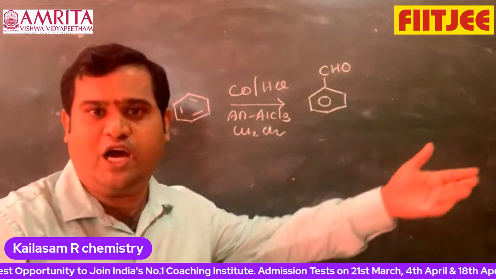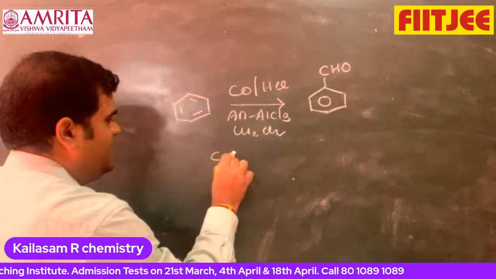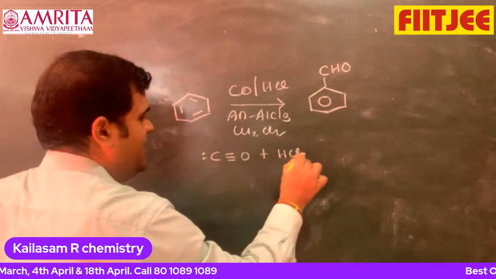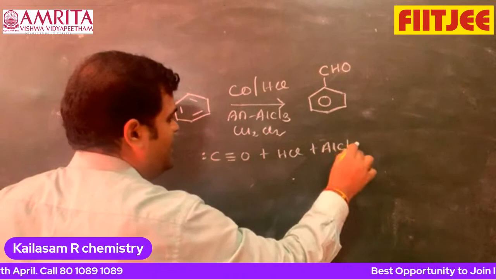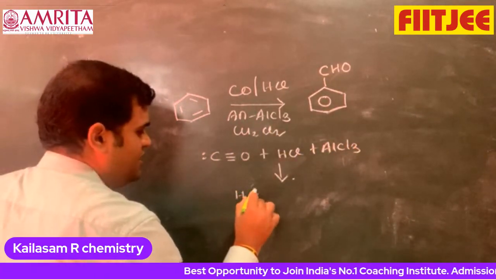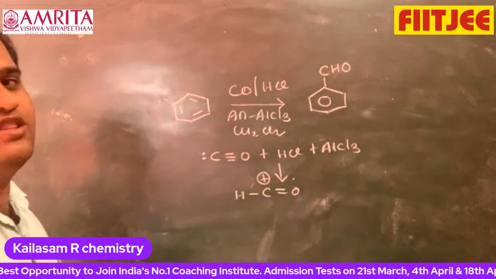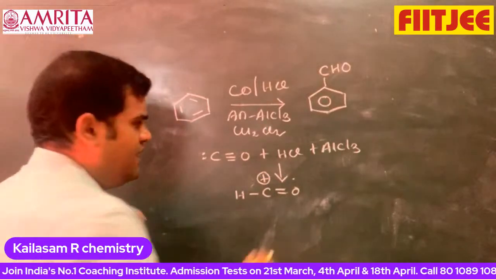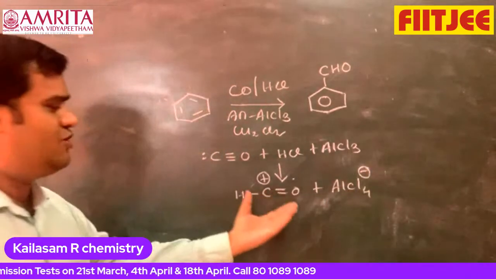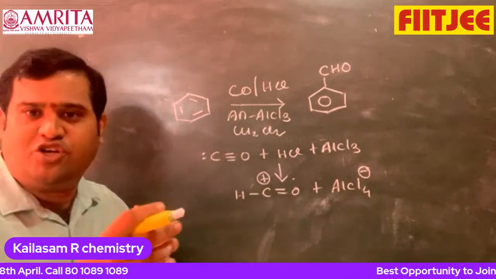It's an example of EAS. EAS means electrophilic aromatic substitution reaction. Look at that. I'm taking C triple bond O; here you have the lone pair. Plus I'm taking HCl plus AlCl3, which is going to produce, as H attacks, H–C=O plus. The electrophile is formed in this reaction, plus AlCl4 minus. Now this is the electrophile, and this is the benzene ring, so the electrophilic aromatic substitution reaction takes place.